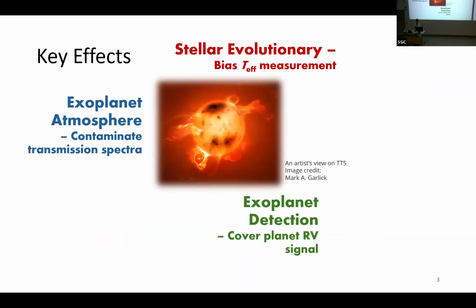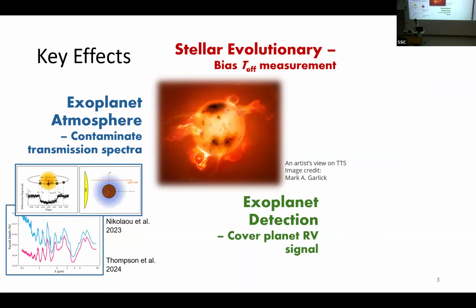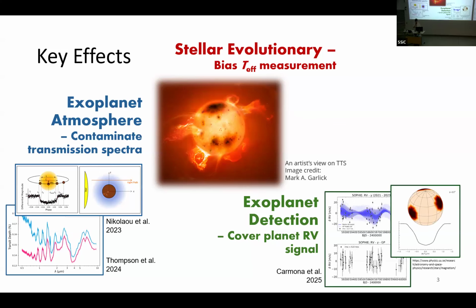So I'll just go through some big things here. First, it will affect the exoplanet atmosphere community, because the unocculted spots will affect the transit depth, then affect the transmission spectrum, and then the atmosphere composition we get will be biased. And then the most well-known one is the radial velocity effect. So spots will mimic planetary RV signals, so it's hard for us to find planets around these young stars.